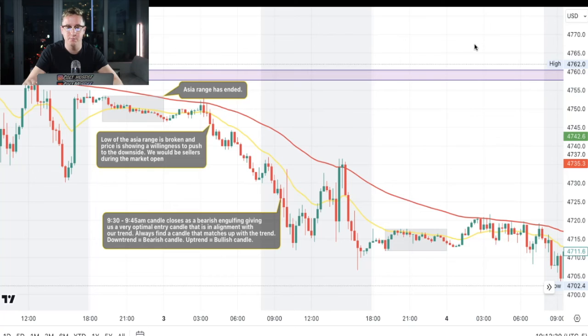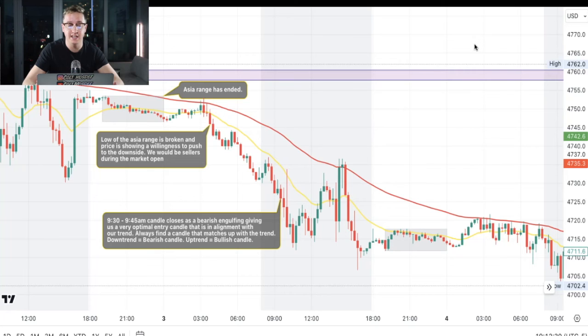So here we go. We have a bearish setup, and I like to give you guys the bullish and the bearish setup so you have context for both setups. So we have the Asia range has ended. Now look at the candle on the next one. Low of the Asia range is broken. So this bearish candle comes out and it breaks a low, meaning the candle went lower than the low of the Asia range. So the low of the Asia range is broken and price is showing a willingness to push to the downside. We would be sellers during the market open.